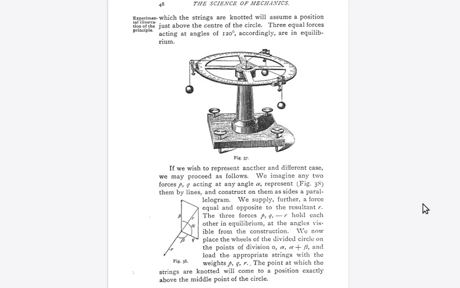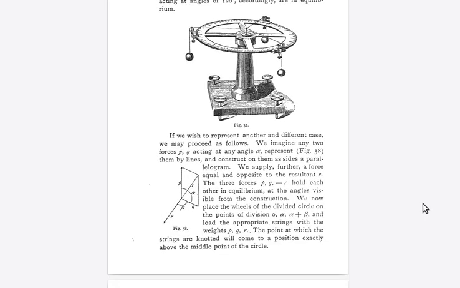If we wish to represent another and different case, we may proceed as follows. We imagine any two forces P and Q acting at any angle alpha, represent them by lines, and construct on them as sides a parallelogram. We supply further a force equal and opposite to the resultant R. The three forces P, Q, and negative R hold each other in equilibrium at the angles visible from the construction. We now place the wheels of the divided circle on the points of division 0, alpha, and alpha plus beta, and load the appropriate strings with the weights P, Q, and R. The point at which the strings are knotted will come to a position exactly above the middle point of the circle.